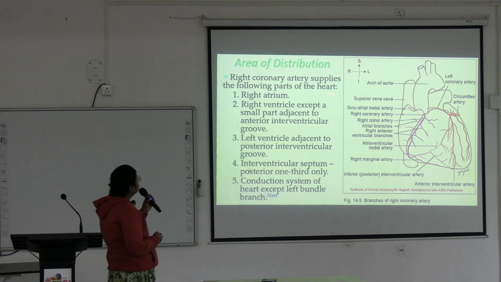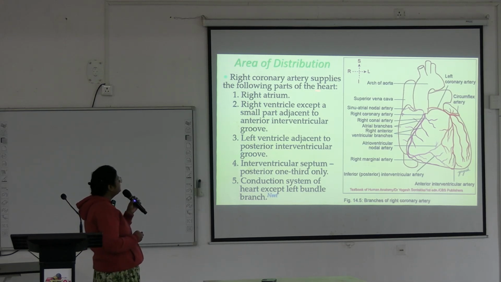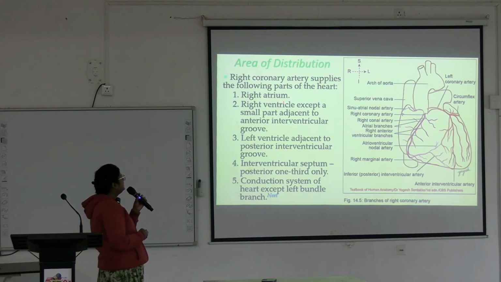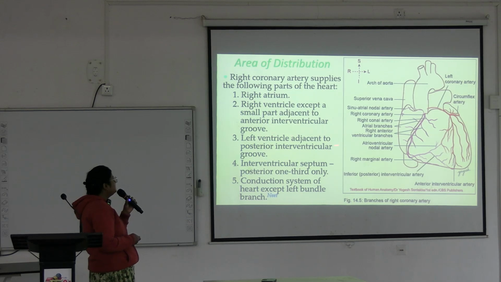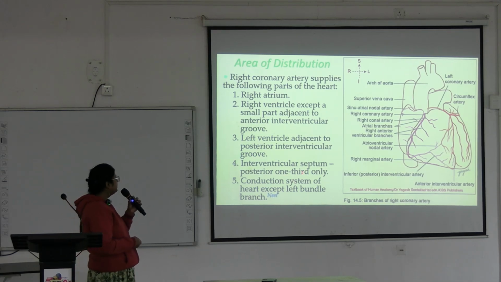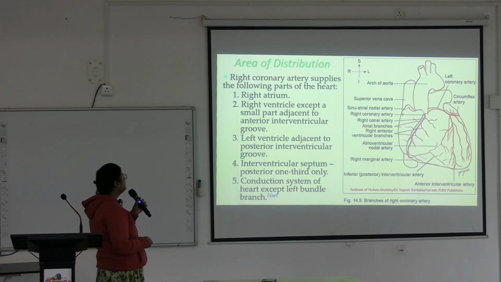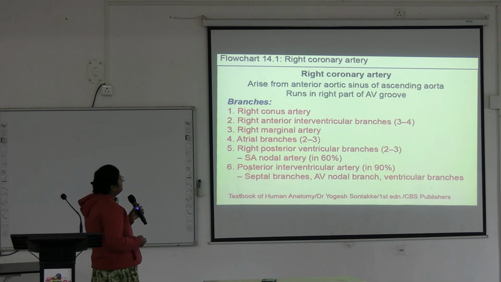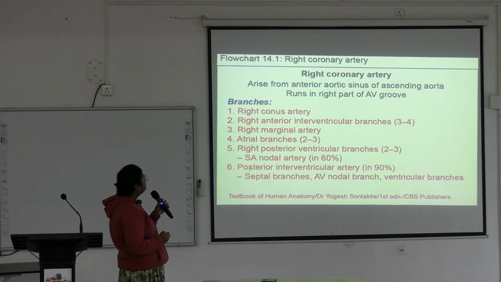So, area of distribution, the right coronary artery supplies the following parts of the heart: right atrium, right ventricle except a small part adjacent to the anterior interventricular groove, left ventricle adjacent to the posterior interventricular groove, interventricular septum in the posterior 1/3 only, and conduction system of the heart except the left bundle branch. So, these are the areas of distribution of the right coronary artery. So this is the summarization of the right coronary artery.